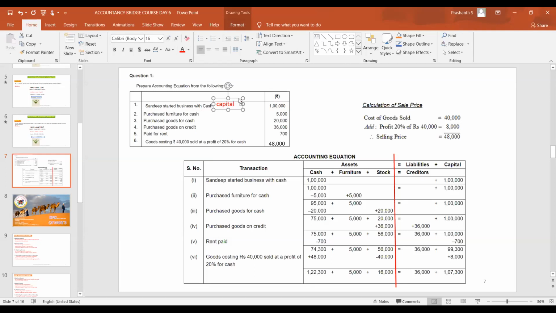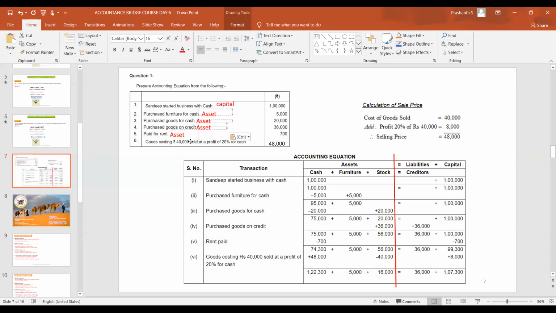Got it? And who can tell what is next? Purchase furniture for cash. What is this? Furniture will become what, Jivita? Asset. Very good. What asset? Fixed asset. Right now you can take it as asset. Goods for cash. What does it become? This is also an asset, a current asset, because it is immediately going to be sold. Purchase of goods means asset.